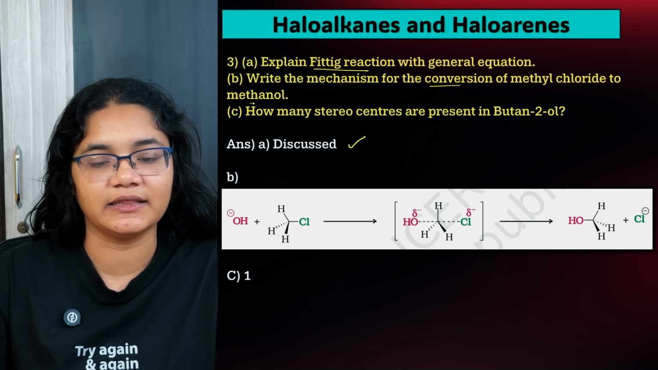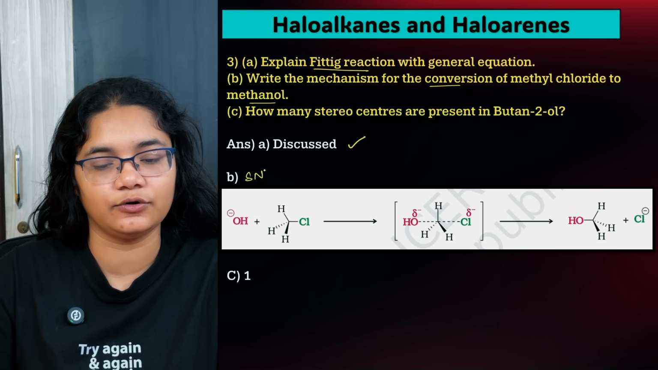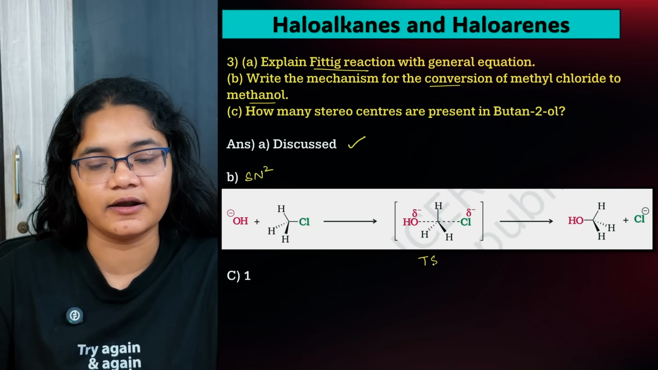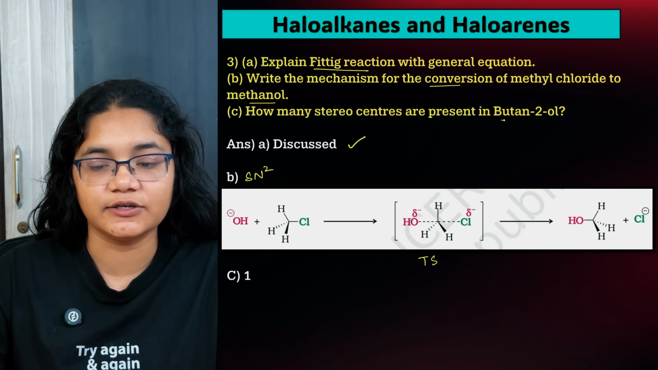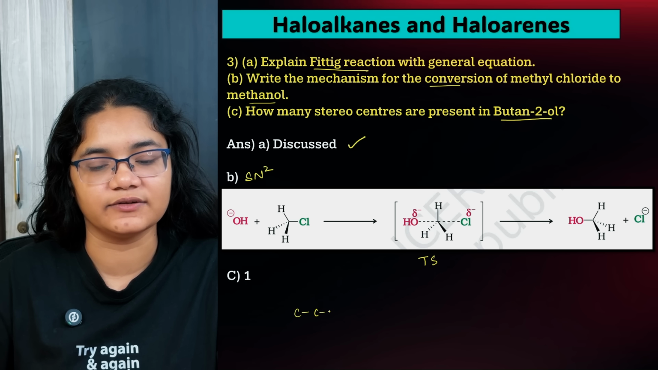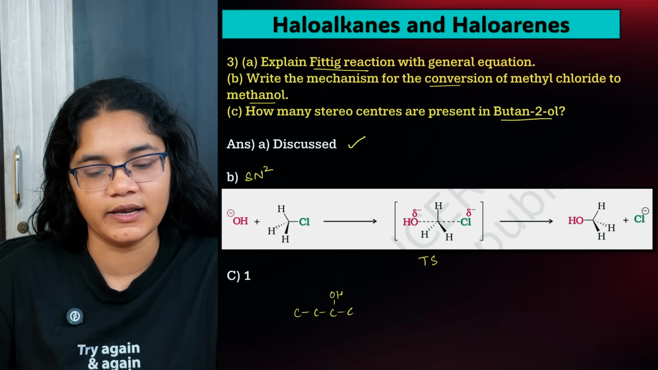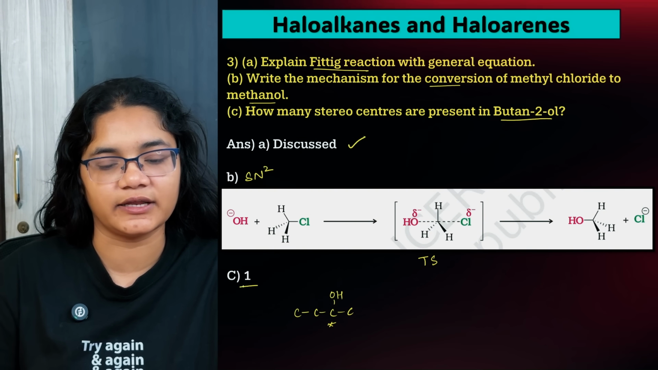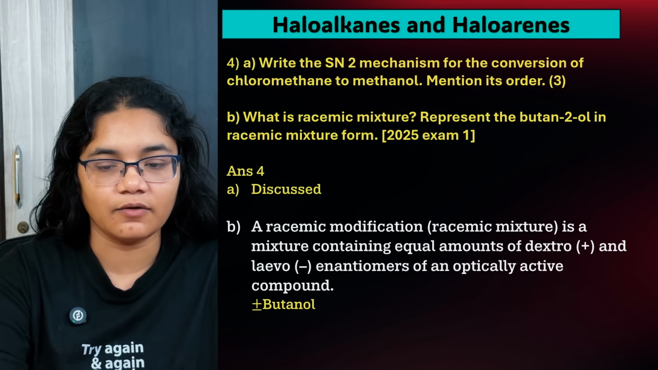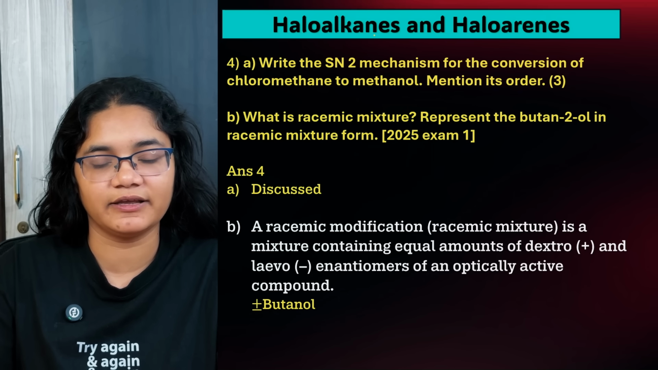Mechanism of conversion of methyl chloride to methanol. This is your SN2 mechanism, a one-step reaction. Here a transition state is formed. How many stereo centers are present in butan-2-ol? If you see the structure of butan-2-ol, there is only one chiral carbon, so that is one stereo center. Now we will move to the questions of the 2025 examination.